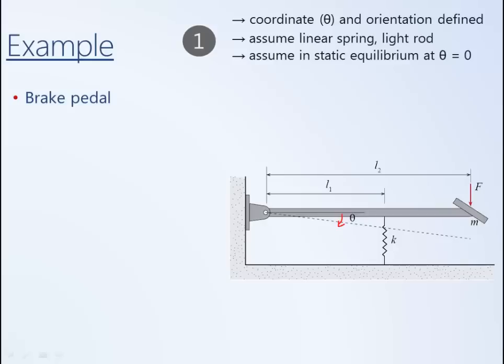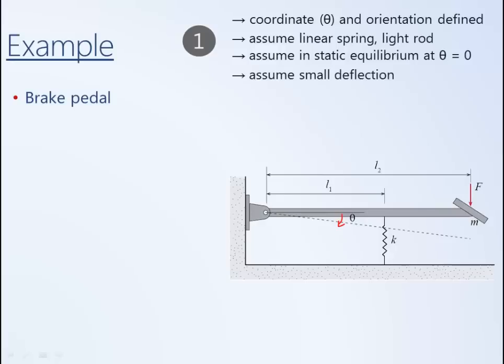We'll assume that in static equilibrium, theta equals 0. That is, the pedal is horizontal. And again, the reason that we do that is so that we can neglect the weight of the pedal. And the reason that we're able to do that is because the weight of the pedal is exactly offset by the force generated by the spring under static deflection.